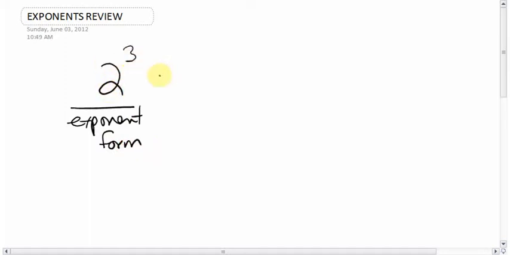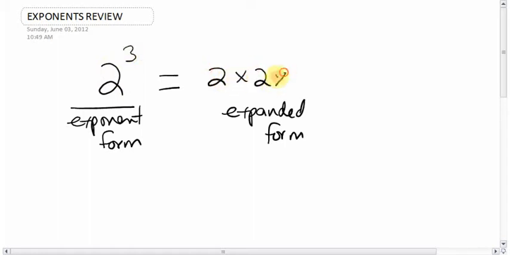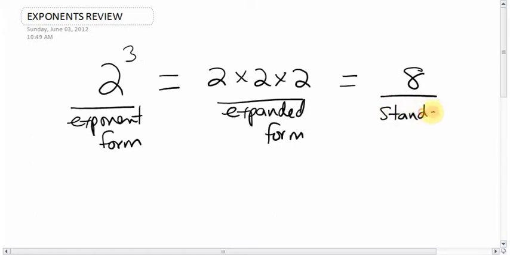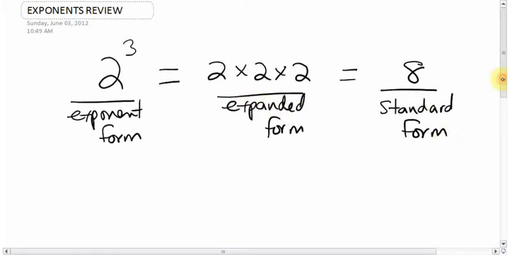What does that mean? Well, it means if we were to expand it out and write it in what's called expanded form, you would end up getting this number 2 times itself 3 times. So it's 2 times 2 times 2. That is expanded form. Well, what do you get when you multiply all that together? 2 times 2 is 4. 4 times 2, 8. That's the answer, and they have a fancy word for the answer. They call it standard form. So just so we're clear on all the terminology, exponent form, expanded form, standard form, there you are.